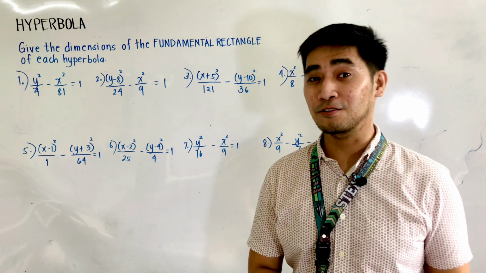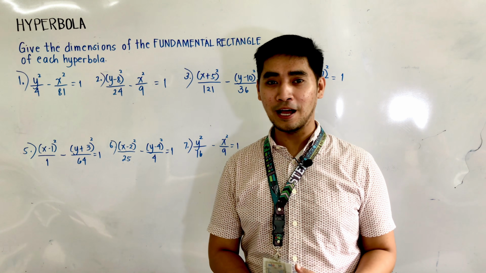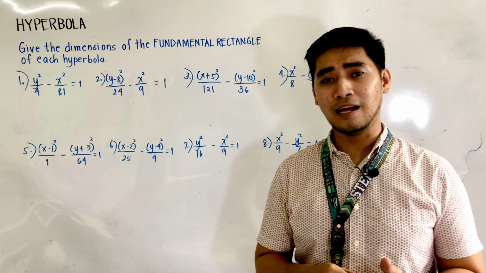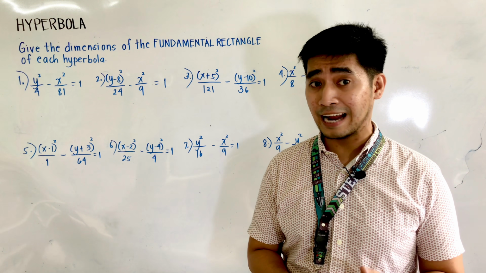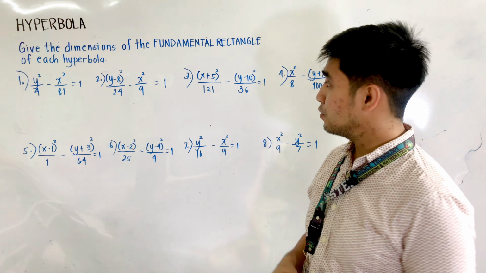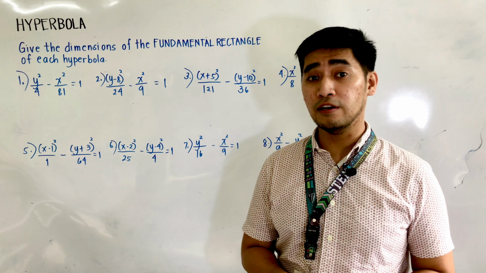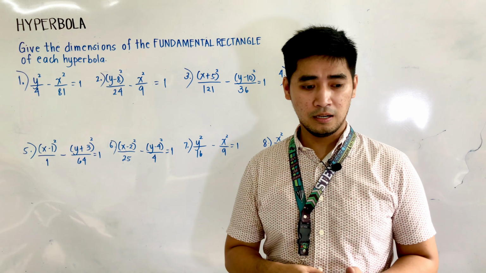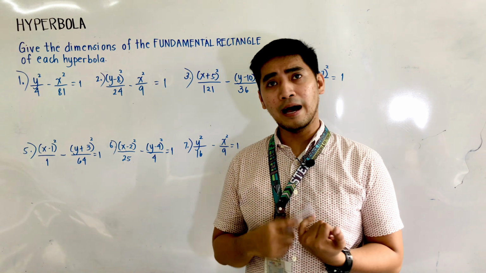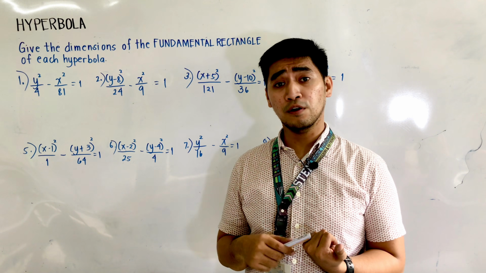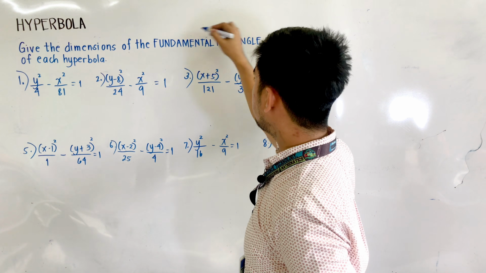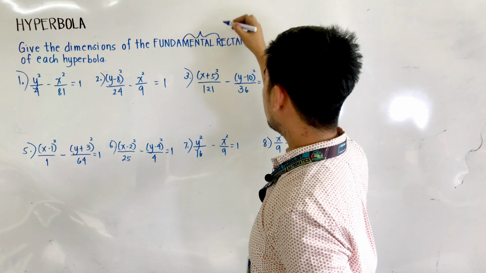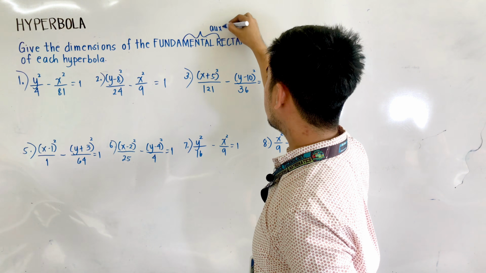Last time we were able to sketch the graph of the hyperbola. What if we're now asked a different question? What if we're asked to get the fundamental rectangle of each hyperbola? Let us go back to what we have discussed from the previous discussions. When we say fundamental rectangle, it is also equal to the auxiliary rectangle.